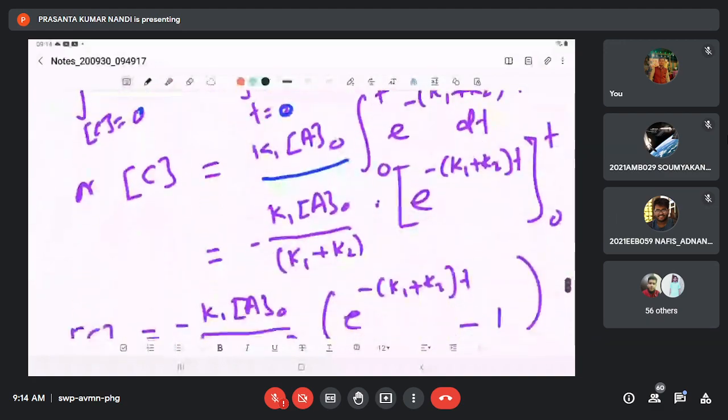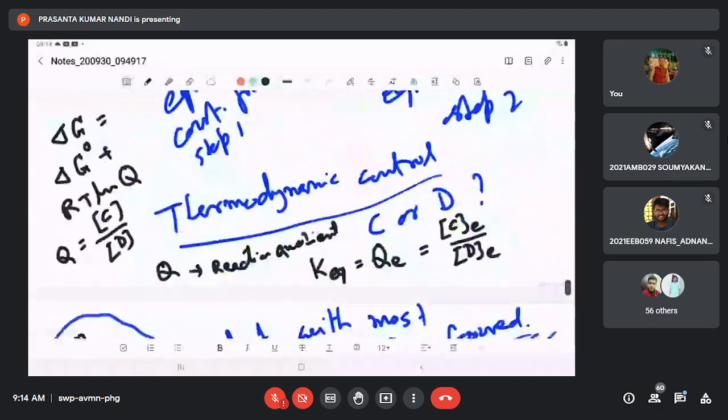This is the reaction mechanism that we had discussed in the last class.